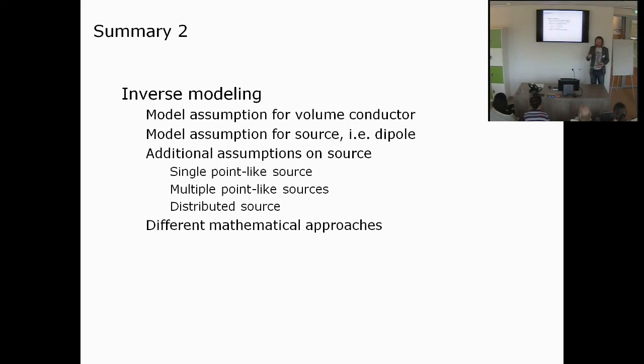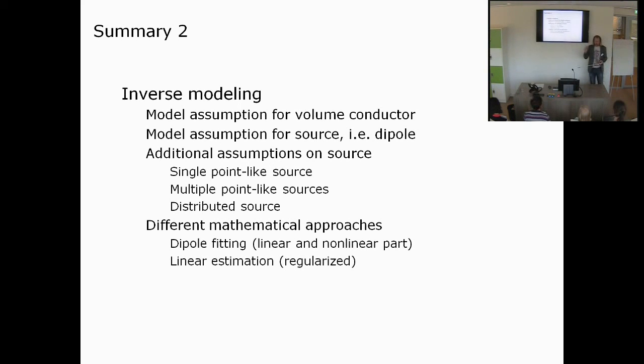And then we can use different mathematical approaches. We can use dipole fitting, where I explained that we have a linear part estimating the strength and the orientation, and we have a nonlinear part where we estimate the source position. For distributed source models we have linear estimation, and in linear estimation we always use some sort of regularization to make sure that we are not explaining the noise in the data, but only that part of the data that we're interested in. And there were spatial filtering techniques, where we're not trying to explain all the data at the same time, but by iterating over many different source locations in the brain, for each of them we try to estimate the source activity independently.